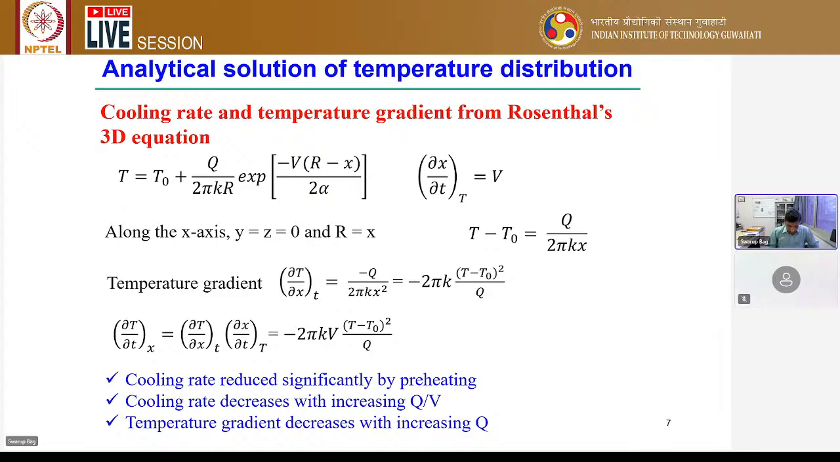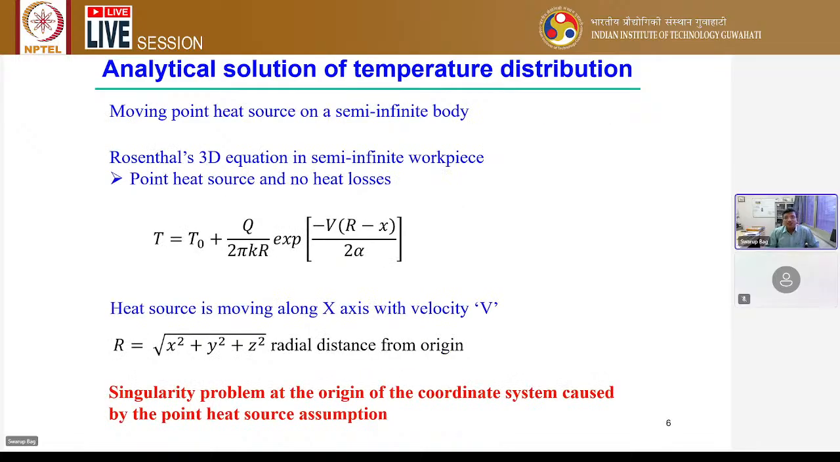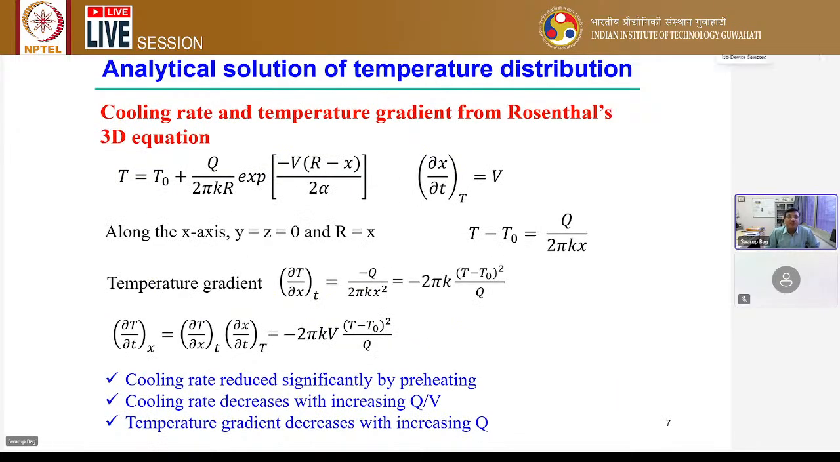Now, this solution is more useful to understand very basic calculations of cooling rate and temperature gradient from the Rosenthal equation we are getting. So the equation we have derived is T equals T0 plus Q by 2 pi K R, exponential of minus V into (R minus x) by 2 alpha. In this case, del x by del t at constant temperature corresponds to the velocity V.